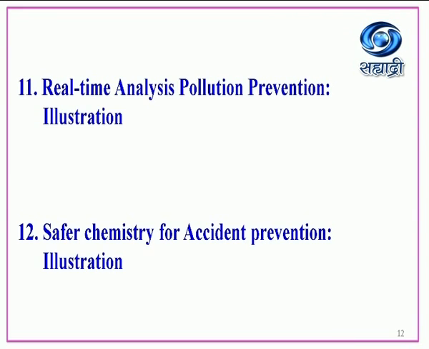Then the last principle, principle number 12, safer chemistry for accident prevention. We need to develop chemical processes that are safer and minimize the risk of accidents. Illustration: the substances to be used in a chemical reaction should be selected in such a way that they can minimize the occurrence of chemical accidents, explosions, fire and emission. For example, if the chemical process works with gaseous substances, then the possibility of accidents, including explosion, is relatively higher compared to a system working with non-volatile liquid and solid substances.